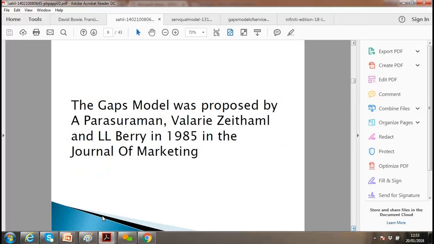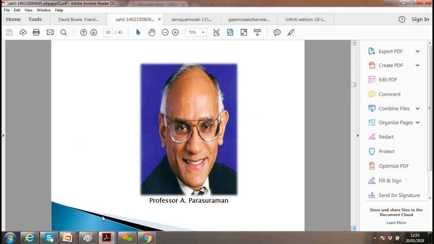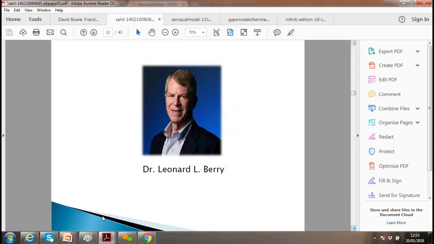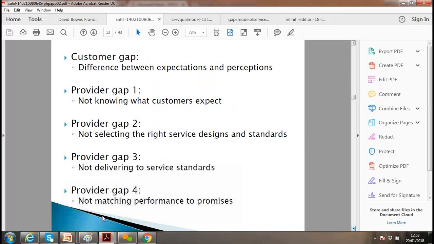these authors proposed and gave the model, and they carried on adding gaps within the gap model. Valarie Zeithaml and Leonard Berry, the doctors, said gap one is the customer gap, the difference between expectation and perception.